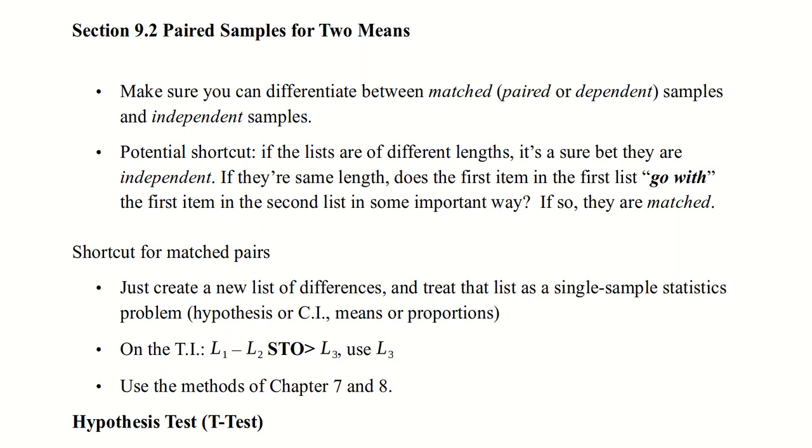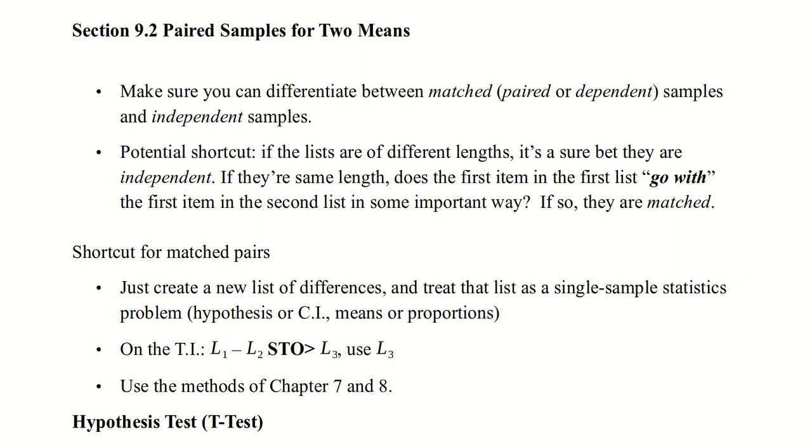Just a reminder that chapter 9 started with a discussion of being able to differentiate between matched and independent samples. So if you need to, go back and take a look at that again. We're going to be talking about matched, paired, or dependent samples. So that's our topic for 9.2.